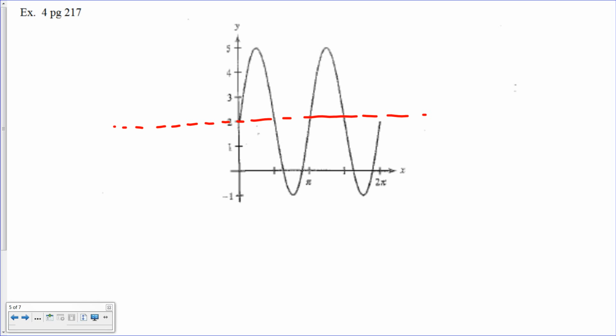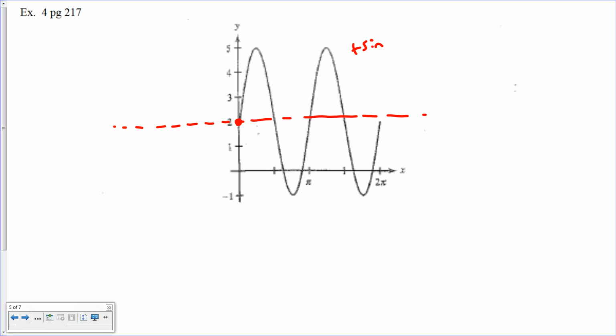First thing I want to do is identify the trig function: positive or negative sine, positive or negative cosine. It starts in the middle and goes up. Exactly. There's no phase shift, so I'm still talking positive sine.